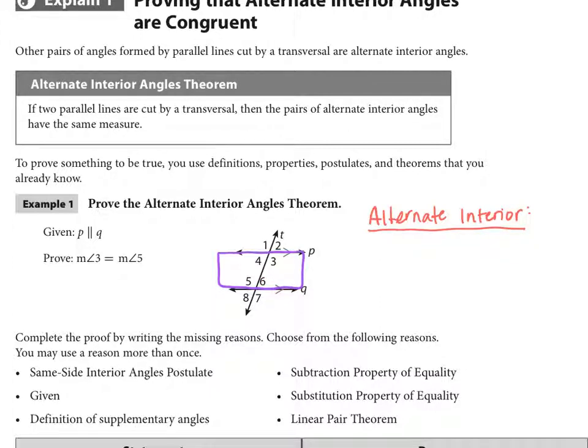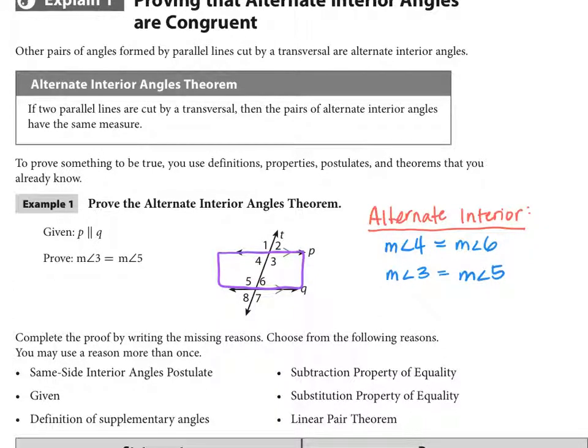I didn't even read the statement above to you, but when the lines are parallel, the alternate interior angles are going to be the same measure. Let's write the statements for these angles. The measure of angle 4 is going to equal the measure of angle 6, because those are alternate interior angles. The measure of angle 3 would equal the measure of angle 5.